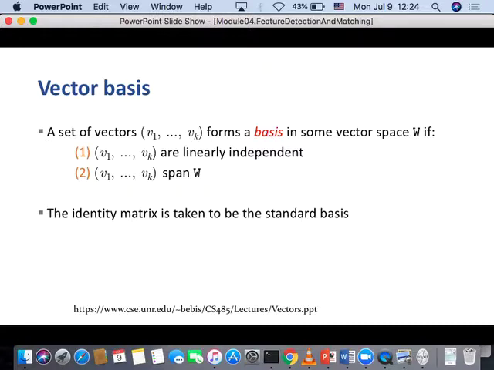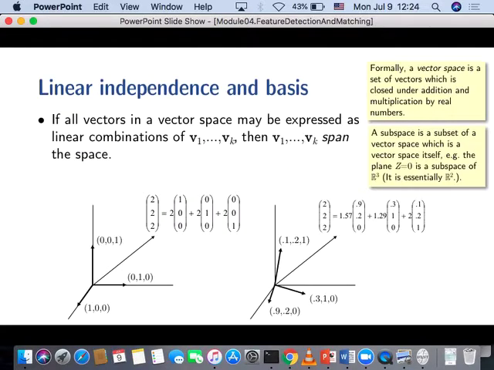The identity matrix is taken to be the standard basis in whatever vector space you are working with by default. If V1 to Vk are a basis, then all vectors in the vector space can be expressed as a linear combination of V1 to Vk. We say that V1 to Vk span the space, because every point in the space is reachable by a linear combination of V1 to Vk. Here's an example of the identity basis: (2, 2, 2) can be written as 2 times this, this, and this. Or I could have a different basis for this space. These three vectors are a different basis. They are not identity, but this same point (2, 2, 2) is still reachable as a linear combination of them.